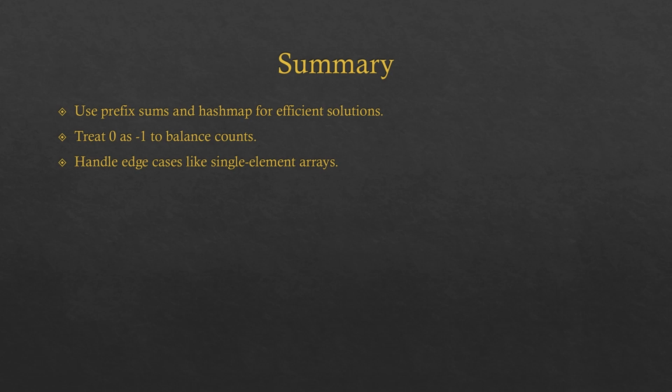To summarize, we used prefix sums and hash maps to solve this problem efficiently. By treating zeros as minus 1, we were able to simplify the problem of finding balanced subarrays. This approach ensures that we can find the longest subarray with zeros and ones in linear time, making it optimal for large datasets.